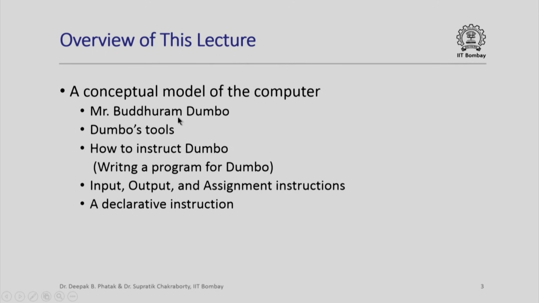In order to carry out computations, Mr. Dumbo will require certain tools. We shall see what those tools are. More importantly, since Mr. Dumbo, like a computer, can execute a computer program, we must learn how to instruct Mr. Dumbo. In short, we will learn how to write a program for Dumbo. More specifically, we shall see the input, output and assignment instructions, and finally a declarative instruction which shall permit us to tell Mr. Dumbo that we are going to use such and such names in our program.